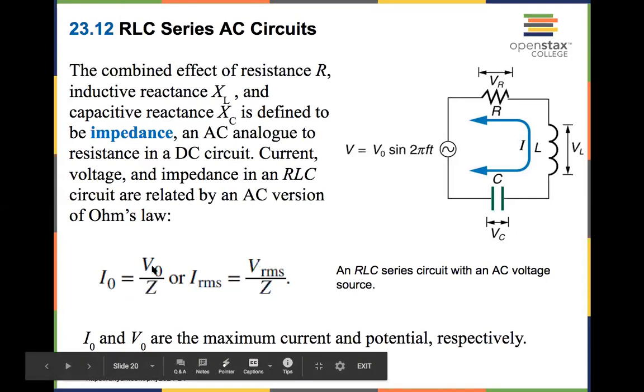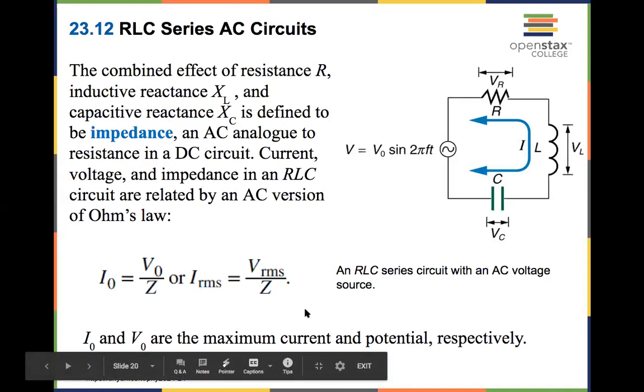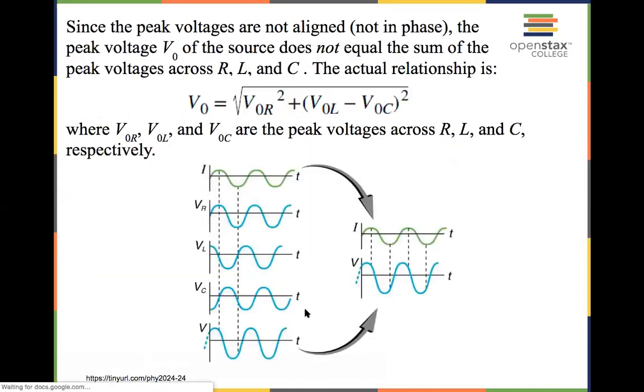If you are looking for the maximum values, then you use the maximum values for I and the voltage. If you are looking for RMS values, then you use RMS voltage and RMS current, okay. So this is what you have. Now let's look at what Z would be in terms of the R, L, and C, okay.